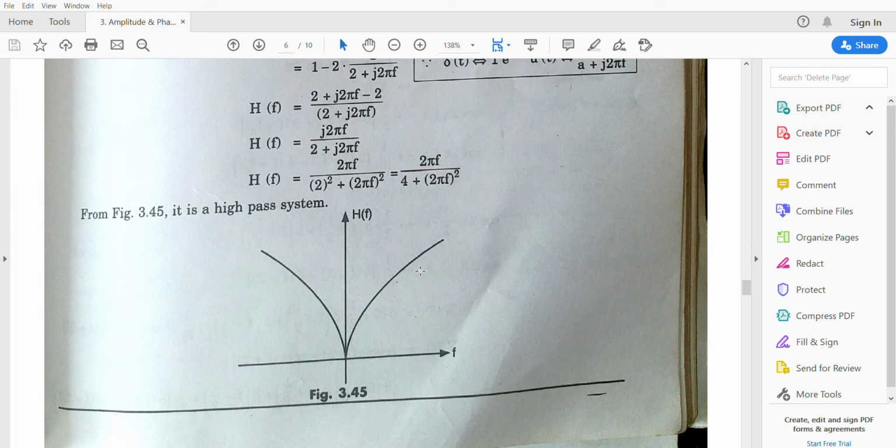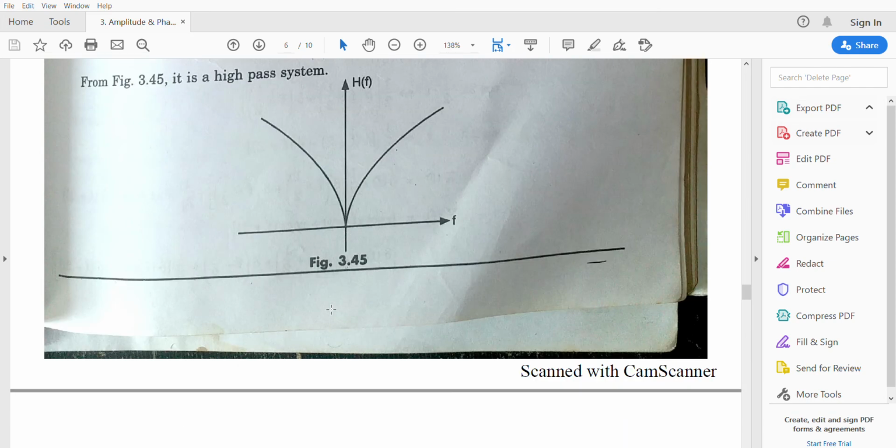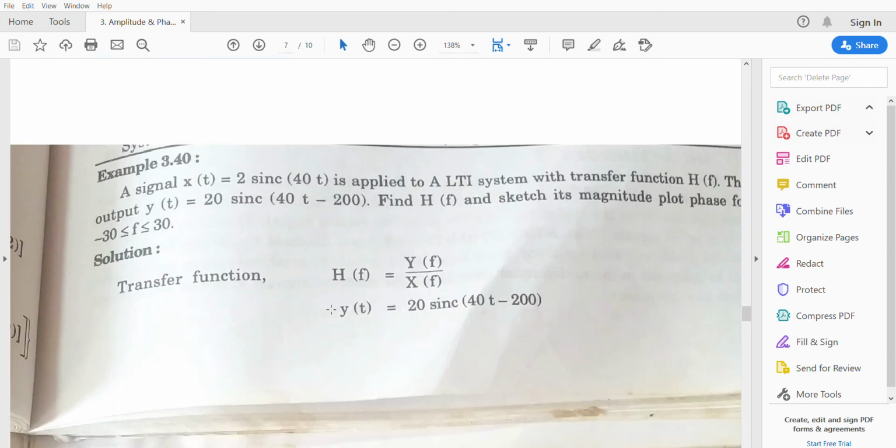So how are we analyzing which type of filter this is? With the help of the amplitude spectrum. We get the amplitude spectrum when we convert this H(f) into the frequency domain. So this is the amplitude. That's why the amplitude spectrum and phase spectrum are very important to analyze the LTI system. Okay, we will see one more numerical.